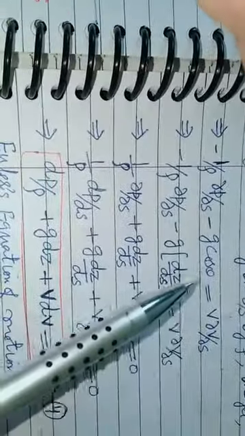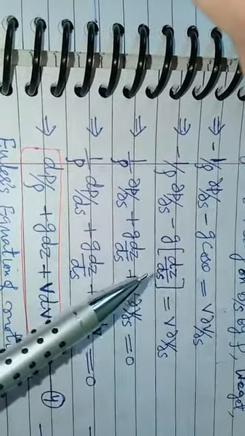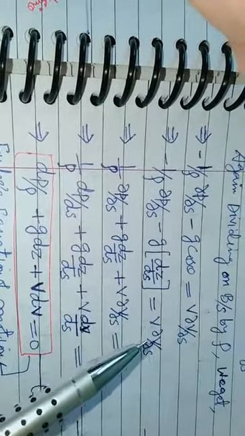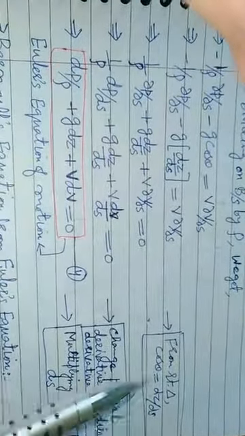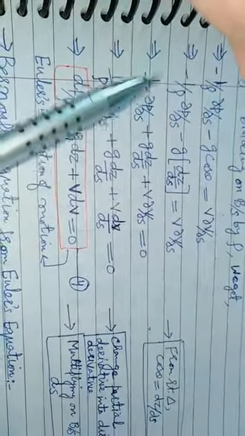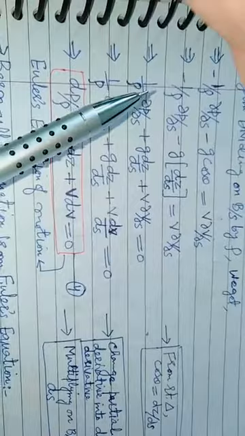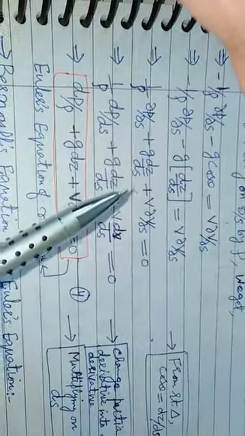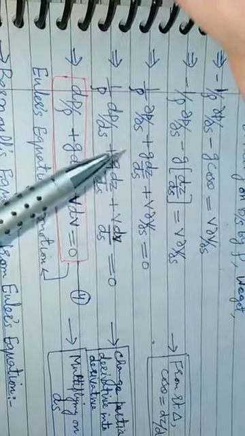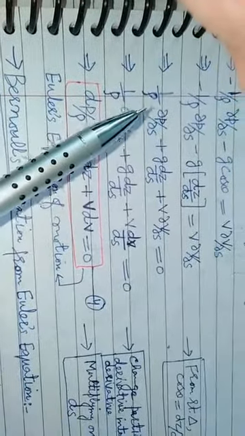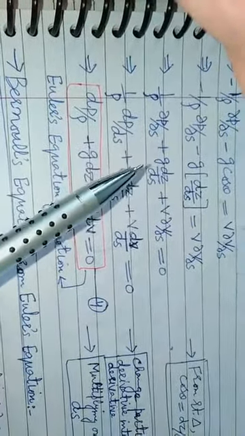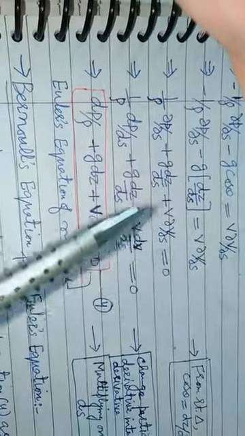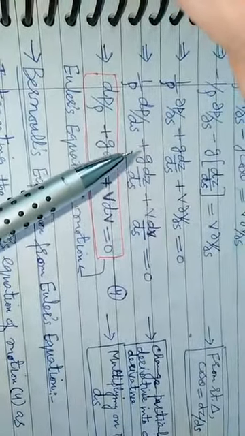So you can put the value of cos theta here: minus g into dz by ds, which will be equal to v into dv by ds. I have written here also that cos theta is equal to dz by ds. Multiplying by minus on both sides and shifting all the terms to the left hand side, the equation becomes 1 by rho into dou p by dou s plus g into dz by ds plus v into dv by ds equals 0.